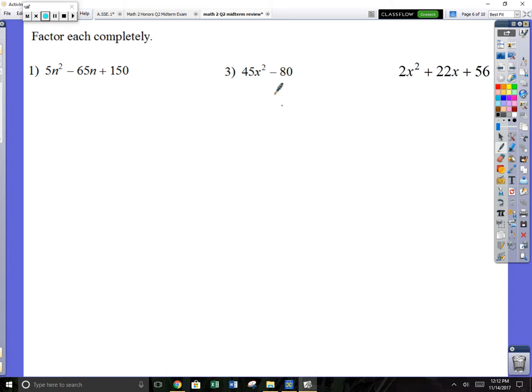Okay, next one. You got a binomial, so divide them both by as much as you can. The greatest you can take out of each is 5. And if you divide them both by 5, it's going to be 5 times 9x squared minus 16. Okay, now, these are special. So that's a perfect square, that's a perfect square.